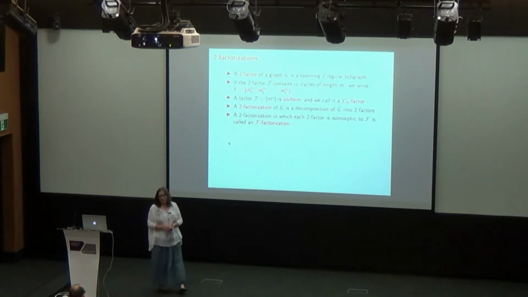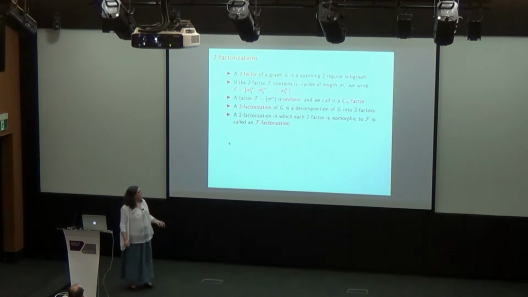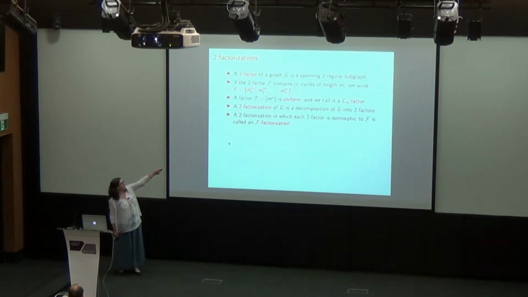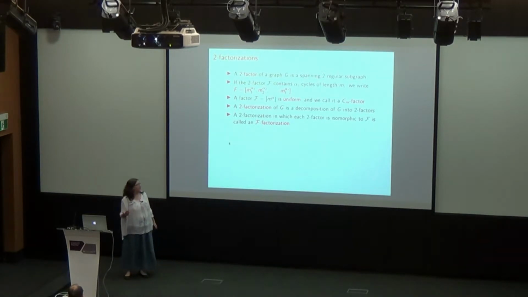So really, this is a question about two-factorizations. So a two-factor of a graph is a spanning two-regular subgraph. Just notationally, I'm using the exponential notation here, m1 to the alpha 1, m2 to the alpha 2, etc., to denote how many cycles there are of each length. So this means there are alpha 1 cycles of length m1, alpha 2 of length m2, and so on. Okay. So if in our two-factor all the cycles have the same length, that's a uniform two-factor, and I'll refer to that as a Cm-factor.